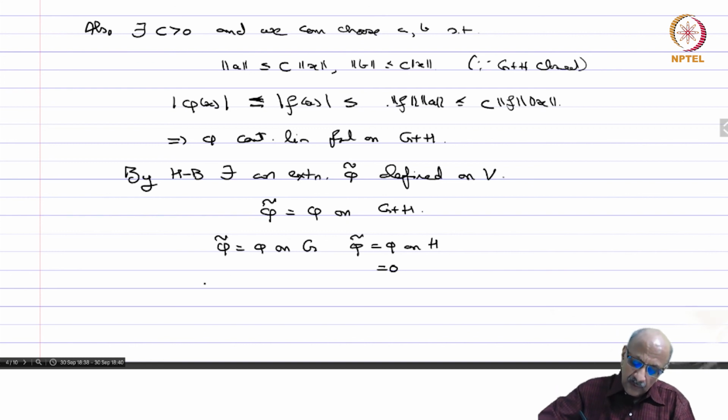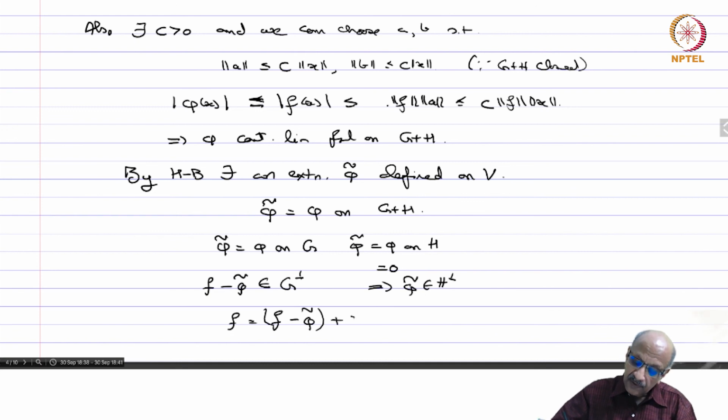And now if you took f minus phi tilde, f of x equals phi of x equals f of a, and therefore f equals phi on G, and therefore f equals phi tilde on G also. So f minus phi tilde belongs to G perp. This implies phi tilde belongs to H perp, and therefore we can write f equals f minus phi tilde plus phi tilde, which belongs to G perp plus H perp. So that completes the proof.